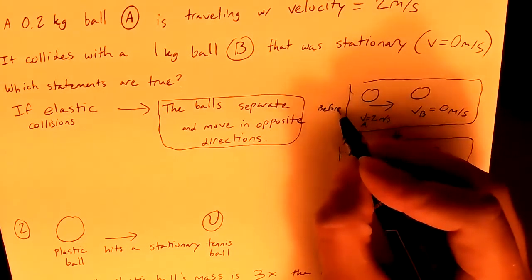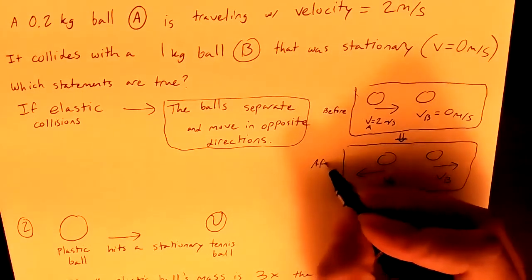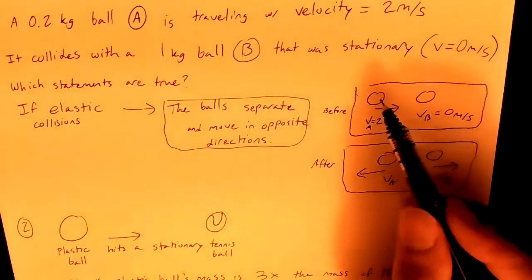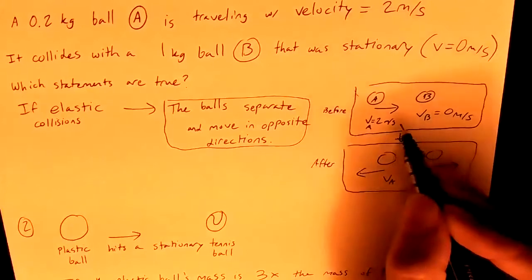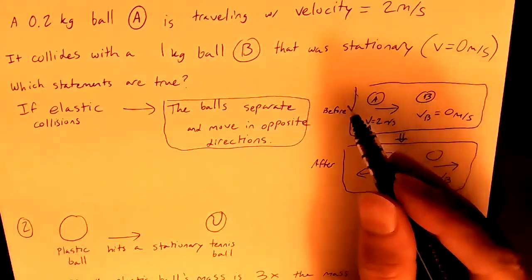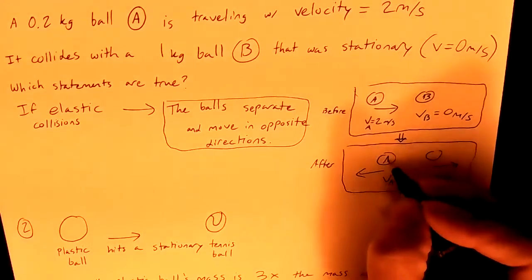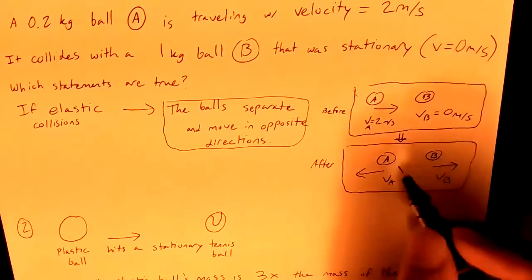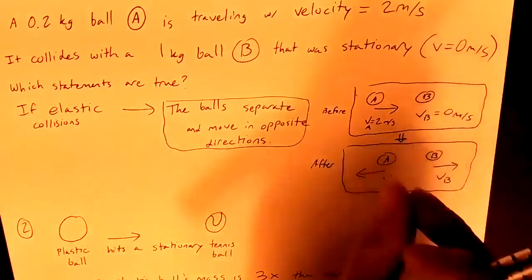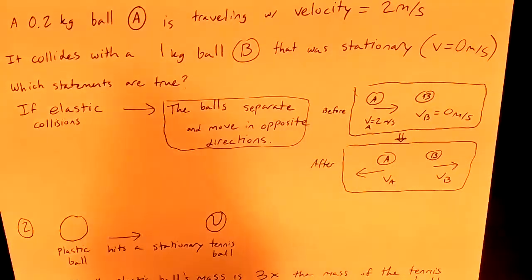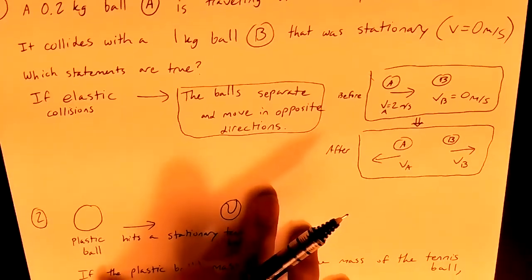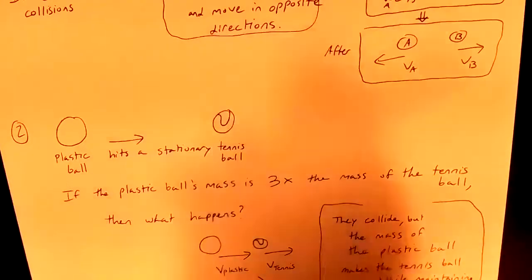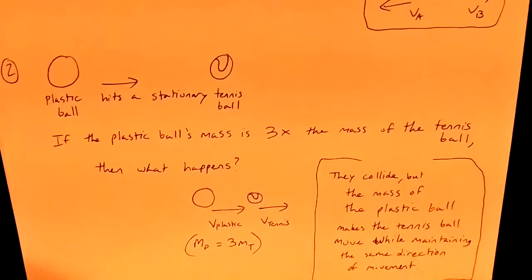Before, after. So before, A is moving, B is not moving, they collide, then A and B separate, and now they're going in different directions. All right. Got it? Cool.